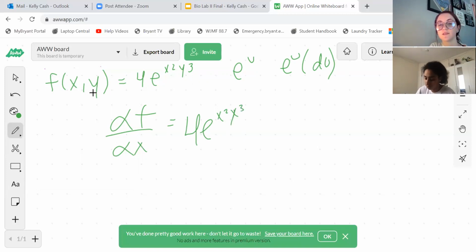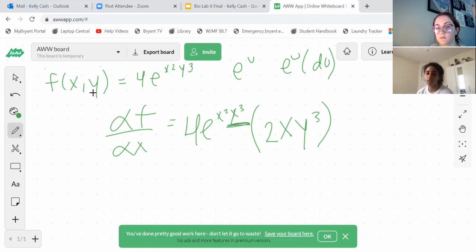Okay, and then what is the derivative of u with respect to x? 2x 3y squared. So it's just going to be 2x y cubed, right? Because y cubed is a constant. If we were taking it with respect to y, then it would be 3y squared. But it's just a constant, so we're just going to leave it as it is. So that's all it is. Yep, that's your answer.